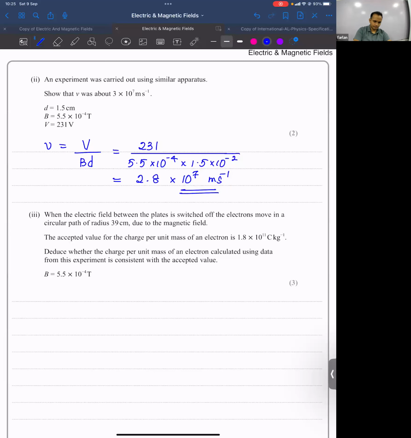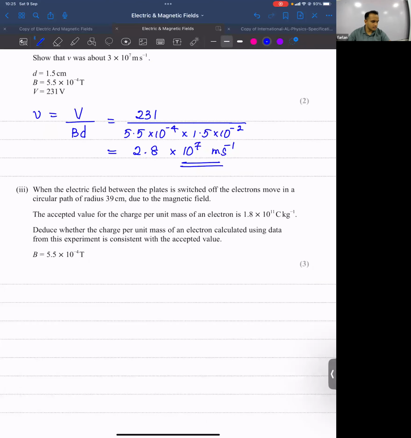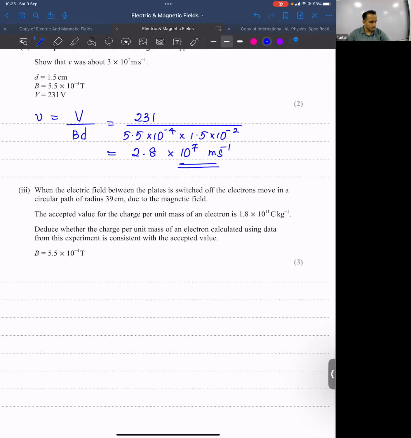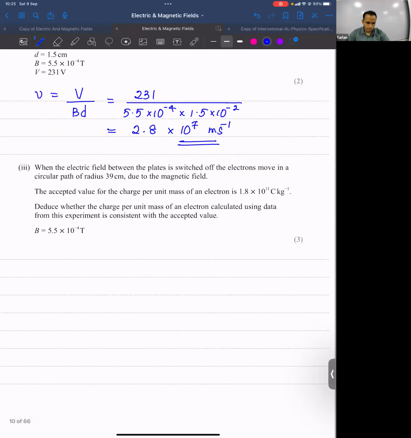The next one. When the electric field between the plates is switched off, the electrons move in a circular path of radius 39 centimeters. Of course, yes, we know that. The accepted value for the charge per unit mass of an electron is 1.8 into 10 to the power 11 coulombs per kilogram. Deduce whether the charge per unit mass of an electron calculated using data from this experiment is consistent with the accepted value. The B is given 5.5 into 10 to the power minus 4. So guys, we know we can use the equation.